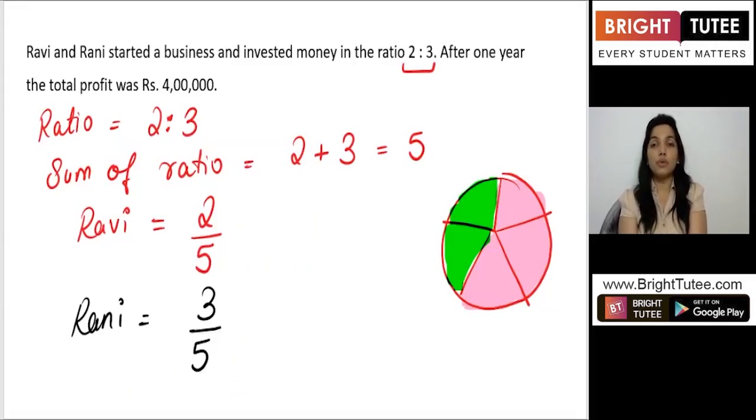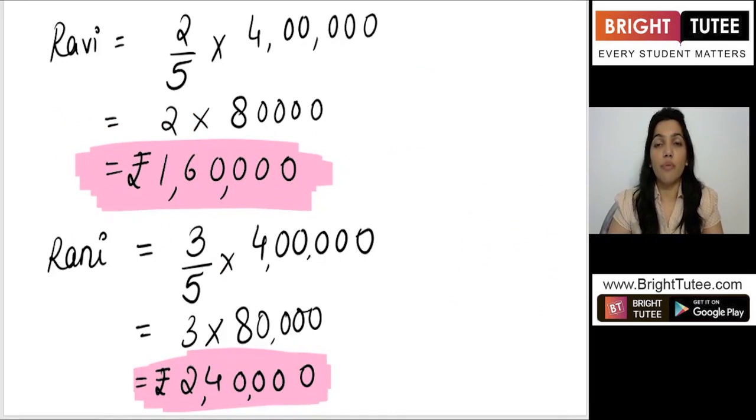What we did, first we got the ratio, we added the 2 numbers and we got the total sum of the ratio, that is 5. Now looking at this particular image, you can see that the total amount invested was 5, divided into 5 parts. So Ravi invested 2 parts and Rani invested 3 parts. Then we find the ratio of the given profit, and this is how we calculate it for what Ravi has invested. Multiplying it by 4 lakh, we got 1,60,000 as the profit that he is going to get as his share, and the same thing we did for Rani. I hope this is clear.